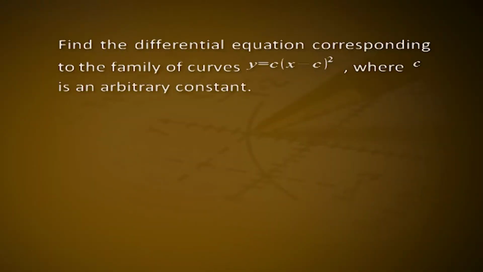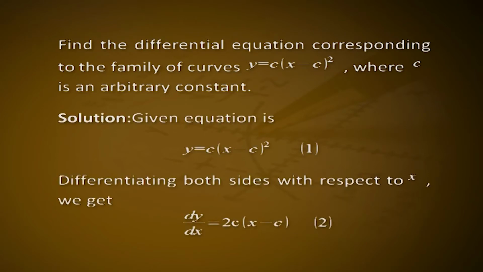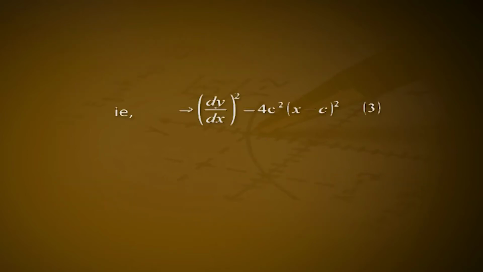Example 2. Find the differential equation corresponding to the family of curves y is equal to c (x minus c)², where c is an arbitrary constant. Given equation is y is equal to c (x minus c)², let it be equation number 1. Differentiating both sides with respect to x, we get dy/dx is equal to 2c (x minus c), let it be equation number 2, which implies (dy/dx)² is equal to 4c² (x minus c)², let it be equation number 3.